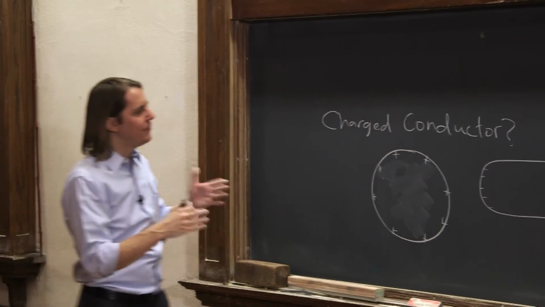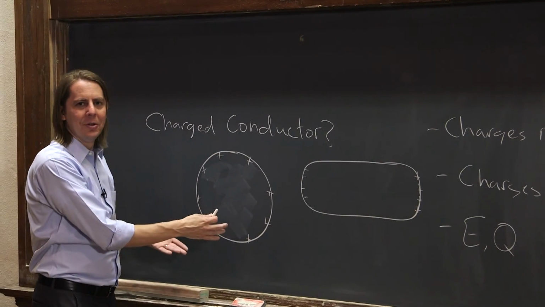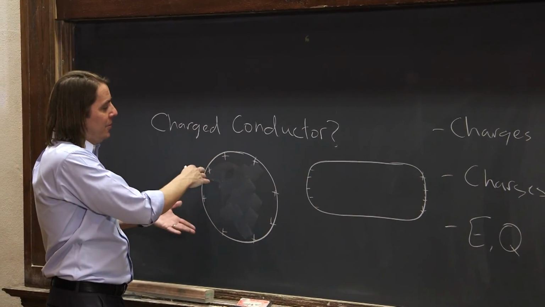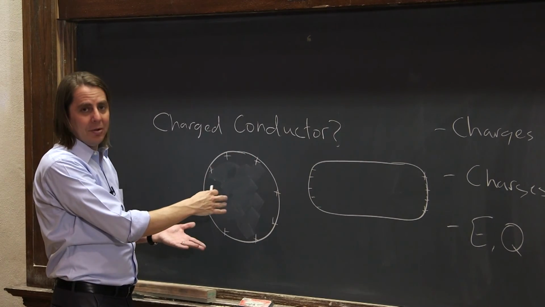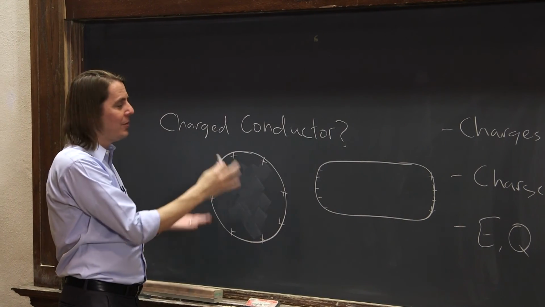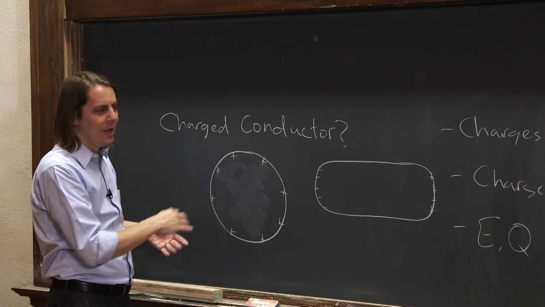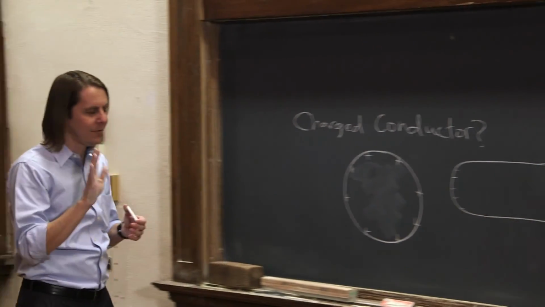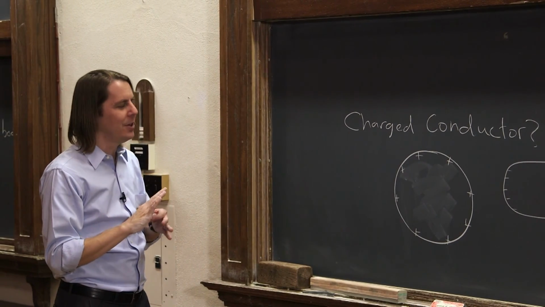And the reason is, if the field weren't 0, the charges would move. Where would they move? Well, they would move until when? Until the field is 0. Right? The field has to be 0 in the metal, because that's the only way the charges can stop moving. So we're going to keep working with that idea, but definitely keep that in your head, that the field inside the metal has to be 0.